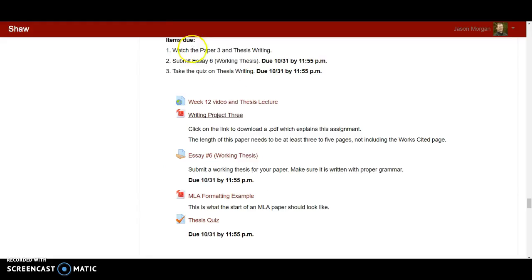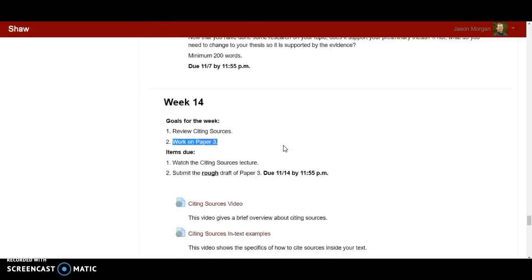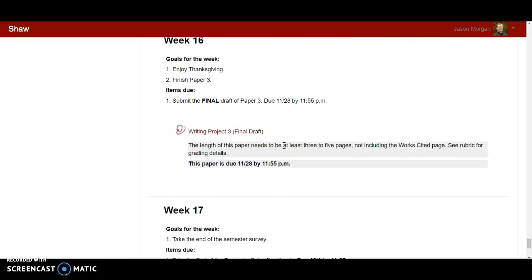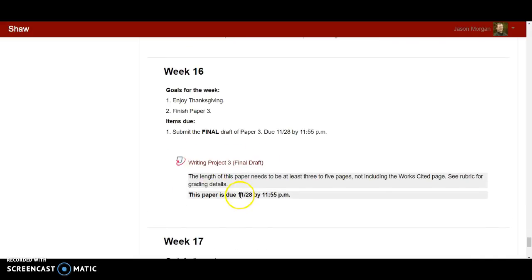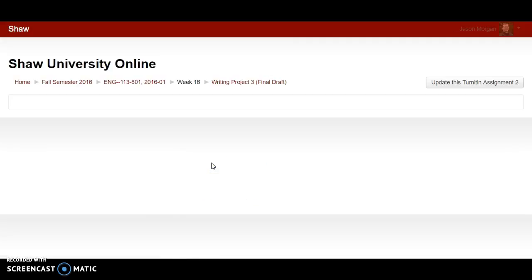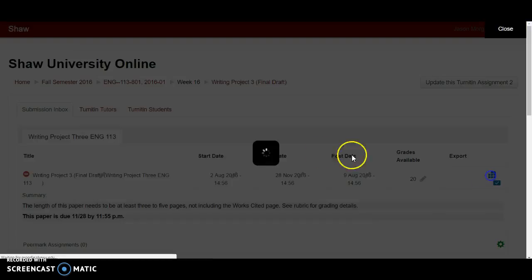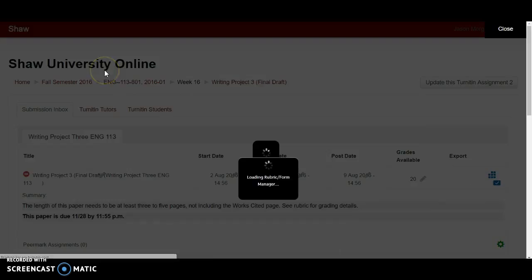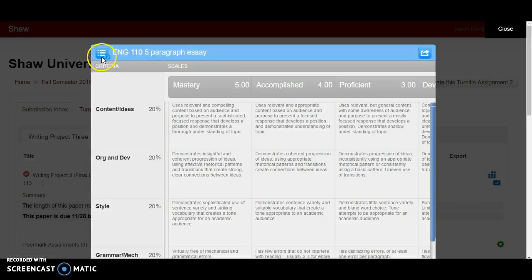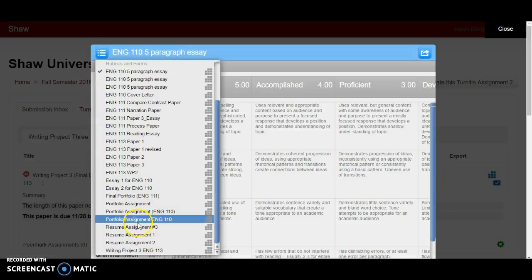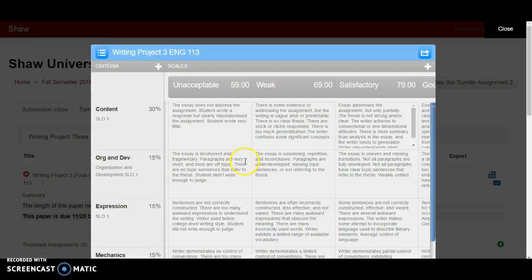Okay, and so let's go back to this. Also notice here under week 16, the final draft is due by the 28th of November. And if you click on this, and you go to the little rubric thing here. Now I'm in teacher mode, so I'll probably pull up the wrong rubric, because it pulls up all of them. Yeah, that's the one I was using most recently. Let's look at the one for this assignment. This is the one for this assignment, right here.